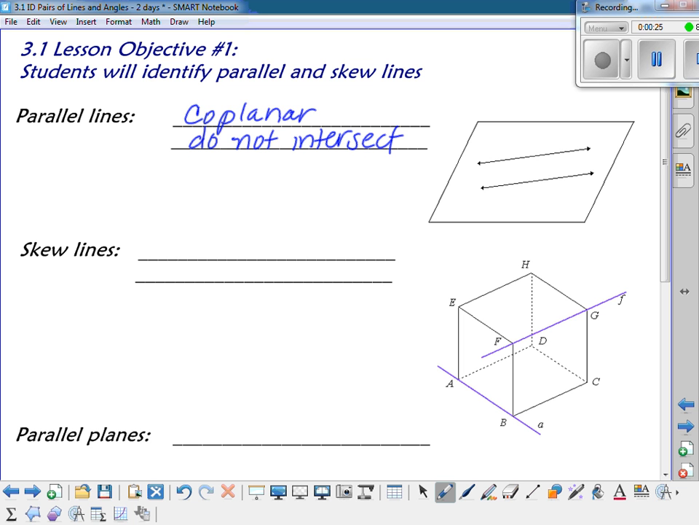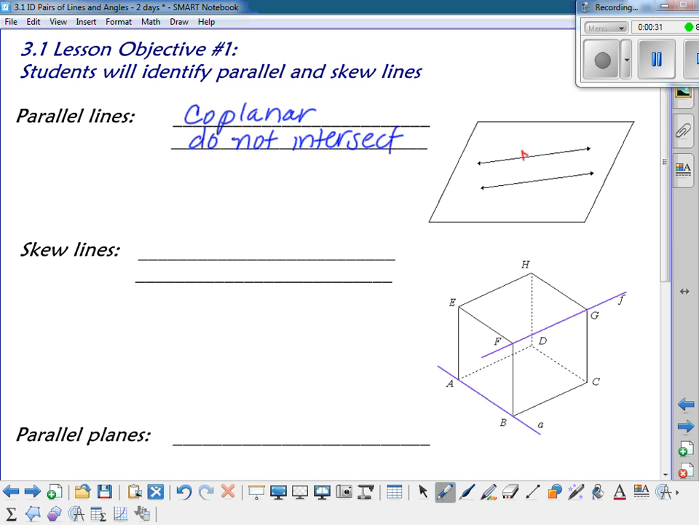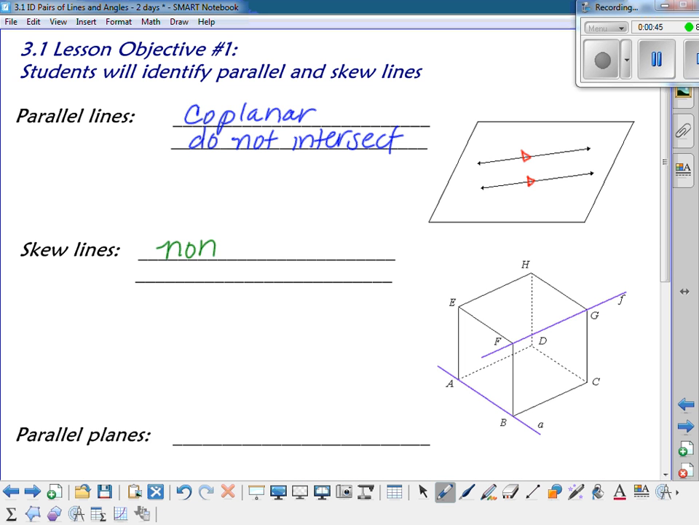So if you look at the figure at the right here, I've got two lines, they're in the same plane. They're not going to intersect, and how that's usually denoted is with a couple of arrows on the lines to show that they are parallel. Skew lines are non-coplanar, and they also do not intersect.